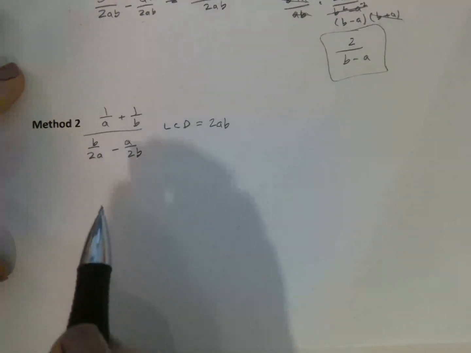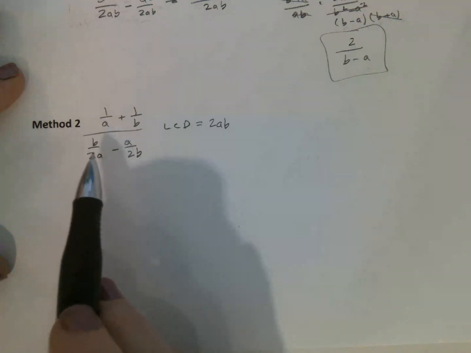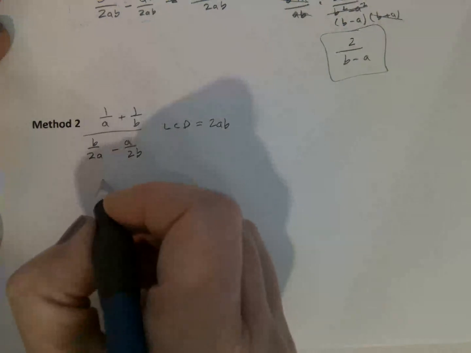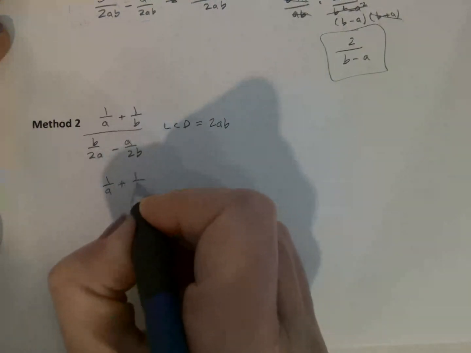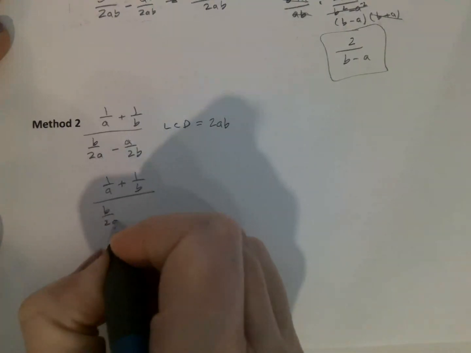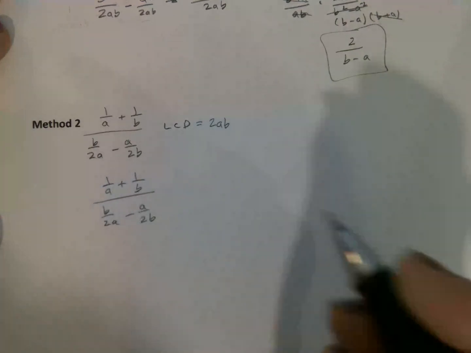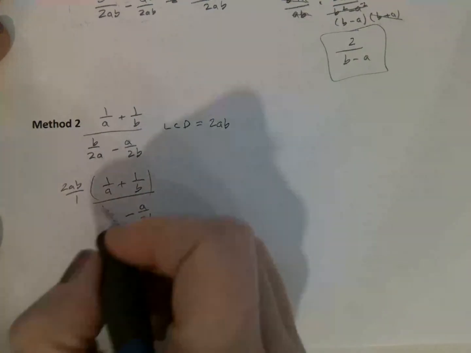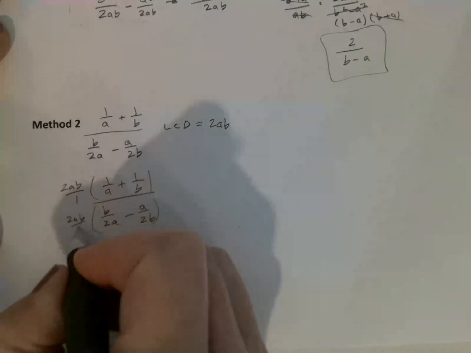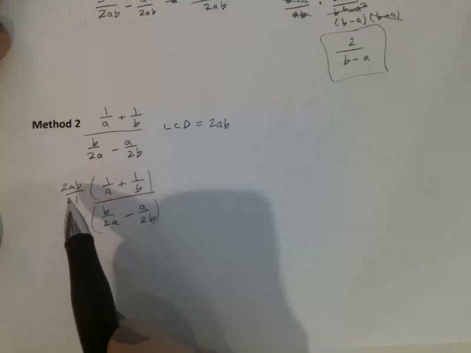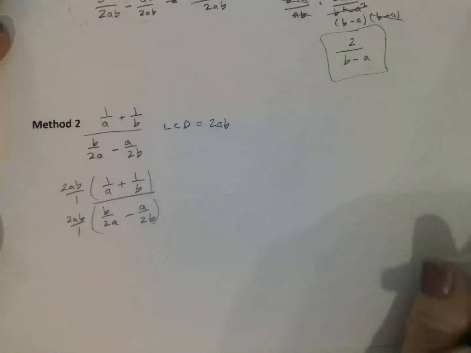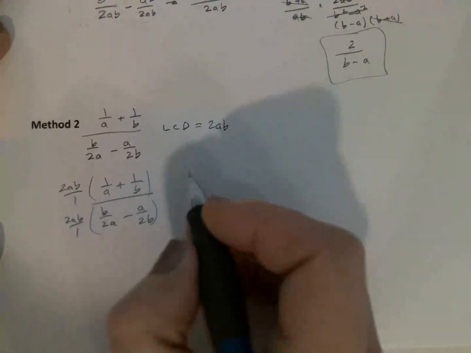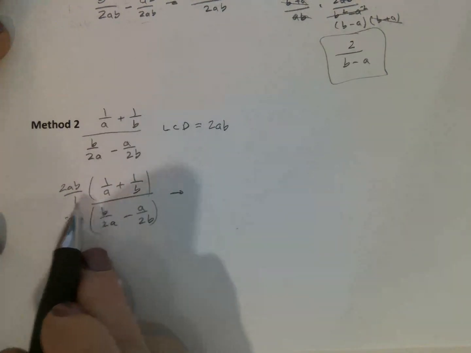So I find the least common denominator, and then I'm going to multiply the numerator and the denominator of the complex fraction by this. So here's how this looks. Let me rewrite this. If I multiply this times 2AB over 1, and I multiply this times 2AB over 1, I'm multiplying the whole fraction by 2AB over 2AB, which is just multiplying by 1, so I'm allowed to do that. But by doing this, I'm going to end up canceling out all of those denominators.